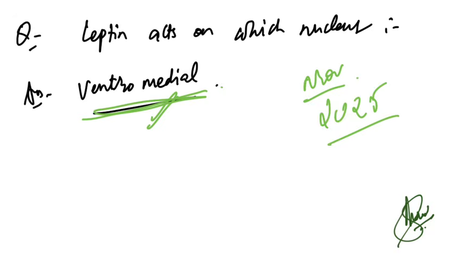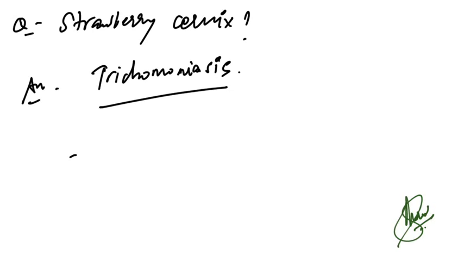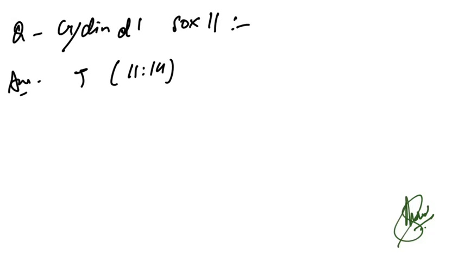In this I can recall one more option, arcuate also, but the correct answer is the ventromedial nucleus, not the arcuate nucleus. And strawberry cervix is seen in trichomoniasis. Then cyclin D1 positive and SOX11 positive, this is translocation 11;14.